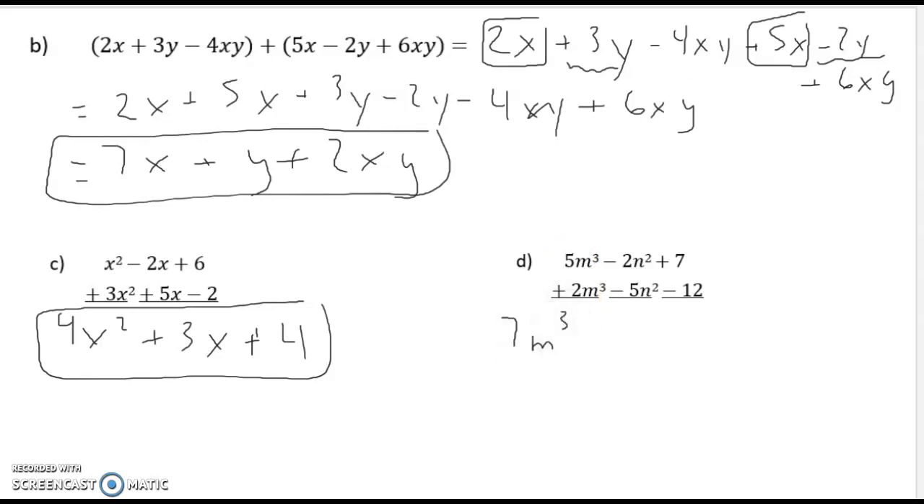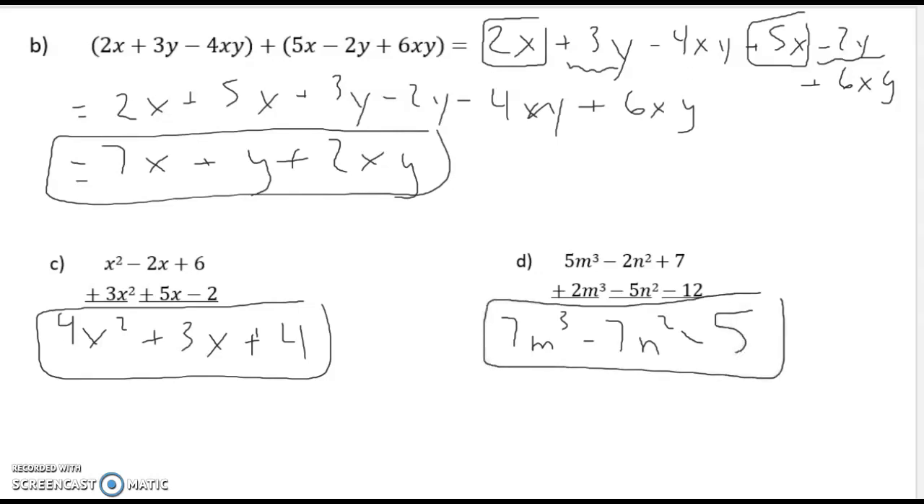I meant to say cubed, not squared. Next one. Negative 2n squared take away another 5n squared gives us negative 7n squared. And then 7 minus 12 gives us negative 5. And that is your final answer.